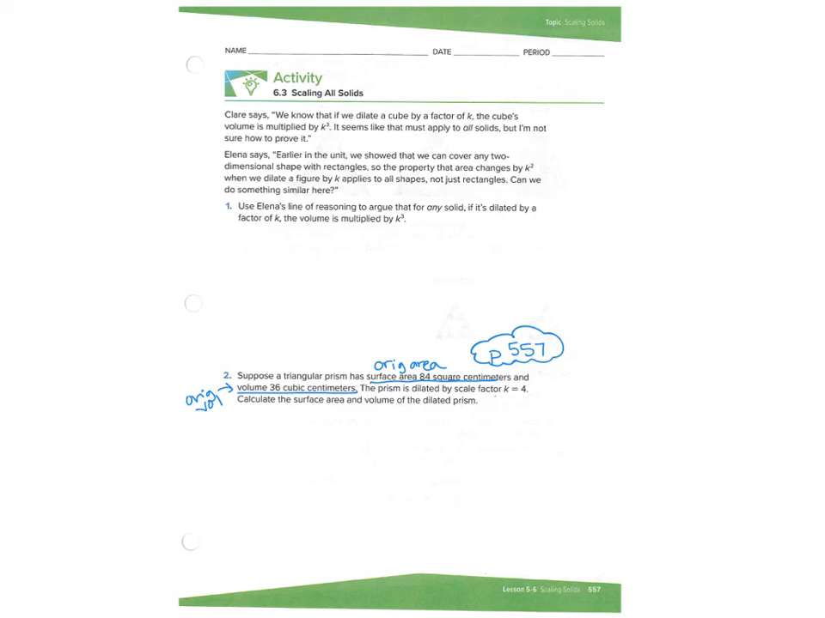So then the prism is dilated by a scale factor of 4. It's getting 4 times bigger. All of my side lengths just got 4 times bigger. But what's happening to my area and my volume? It says calculate the new surface area. So my image area is going to be my scale factor squared times my original area, which is the 84. So I would plug that into my calculator. 16 times 84 would give me 1,344 centimeters squared. That's my new area.